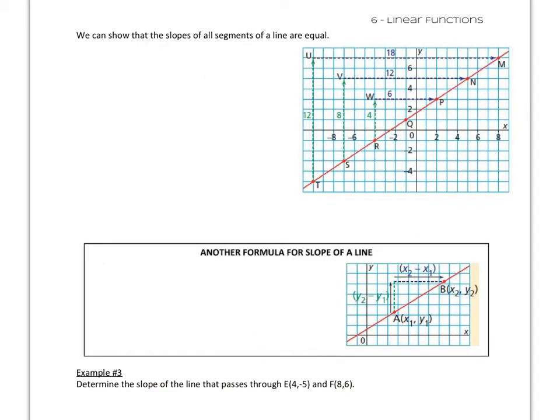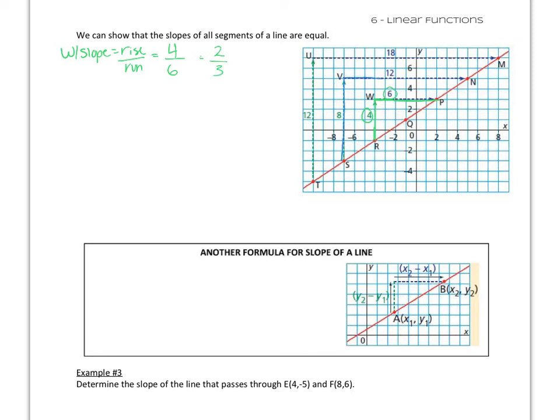We can show that the slopes of all segments of a line are equal. So we're going to calculate the slope of the line for all of these different evaluations. So I'm going to start with W. So W, the slope, is rise over run. Notice that I'm writing my formula each time I start a question, just to show what I'm using and remind myself of the formula. So the rise was 4 units and the run is 6. And they're actually denoted here, so they've simplified for us, which is 2 over 3.